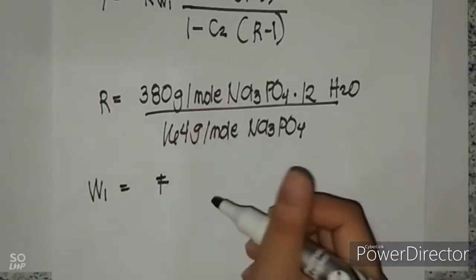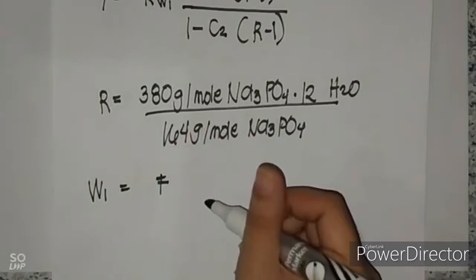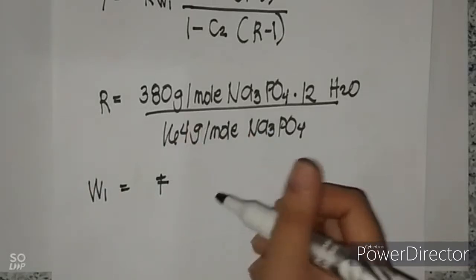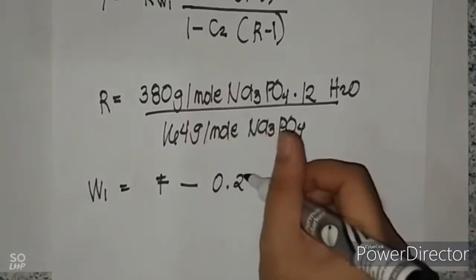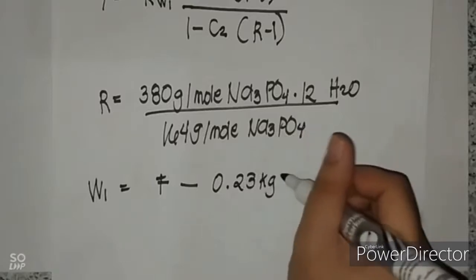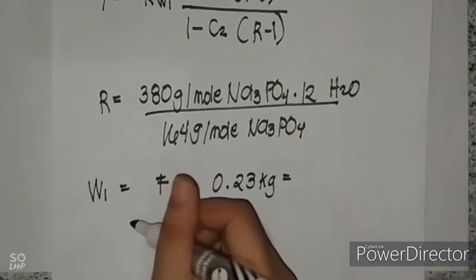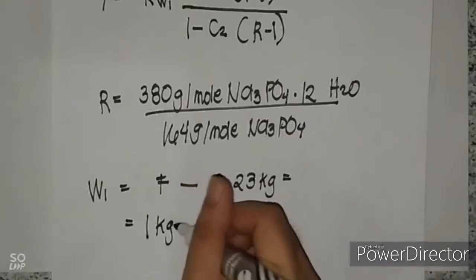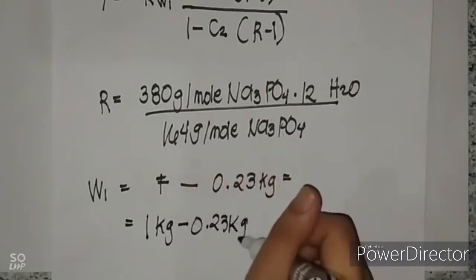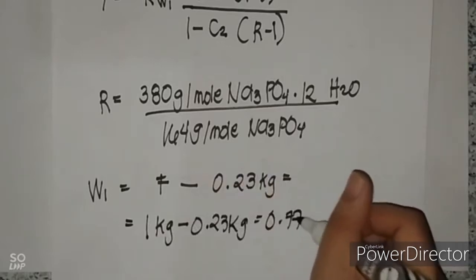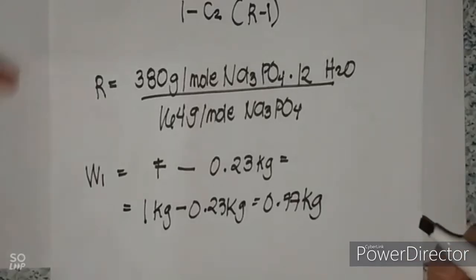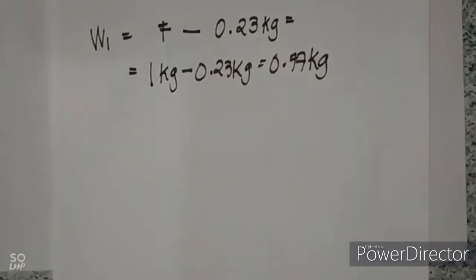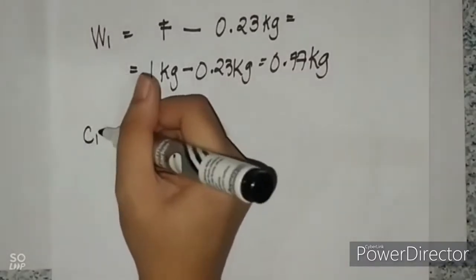Okay, so we now proceed to W1, which is the initial mass of solvent in the feed. So that would be feed minus the 0.23 kilogram of sodium phosphate. So that would be 1 kilogram minus 0.23 kilogram, which is 0.77 kilogram. And that would be the value for our W1. Again, W1 is the initial mass of the solvent in the feed.